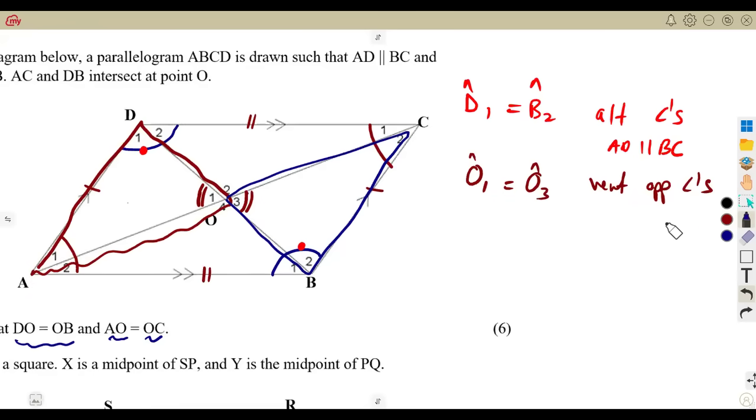Do we have any other angle which is equal in value to the other part that we are given? Can we use A1? Here we are forming a Z again. Angle A1 and angle C2. So these angles are equal. A1 is equal to angle C2. Remember, this is where we have our C2. Alternate angles again, with AD parallel to BC.